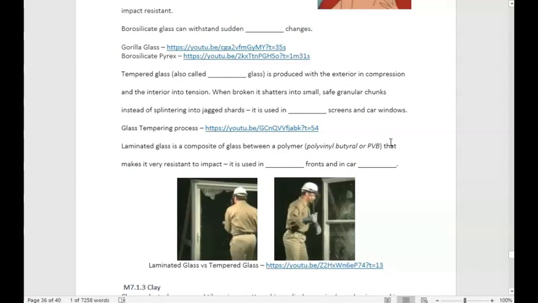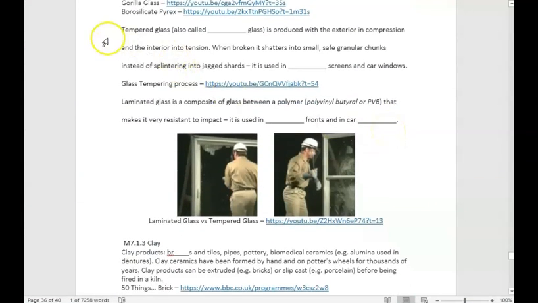So we're now on to the more commonly used structural engineering glasses. We're mostly interested in tempered glass or laminated glass. Tempered glass is also called toughened glass. It is produced with an exterior in compression and the interior in tension. So the idea is that we know that ceramics typically fail in tension. They're strong in compression and weak in tension. So what we do is we create an exterior in compression, so that in order for it to fail, it has to overcome that initial compression.